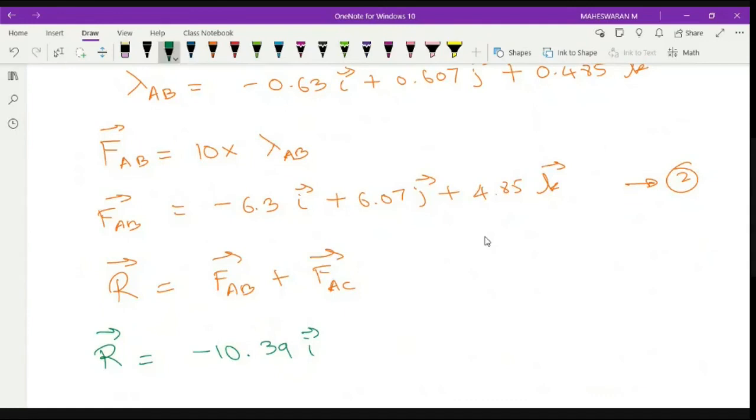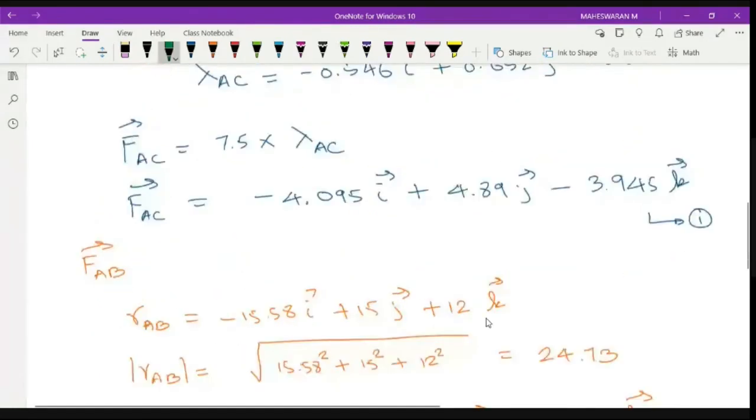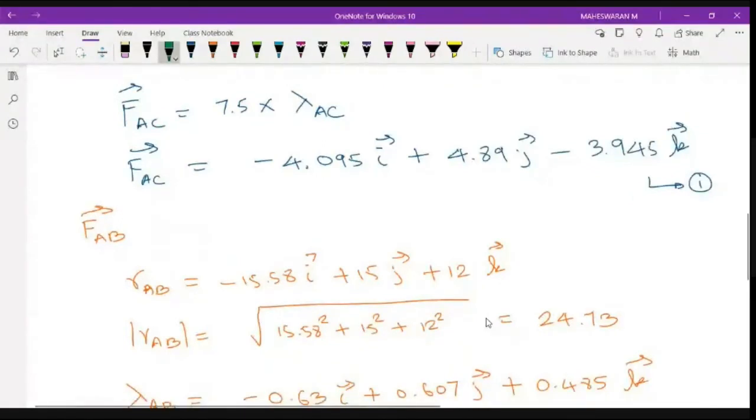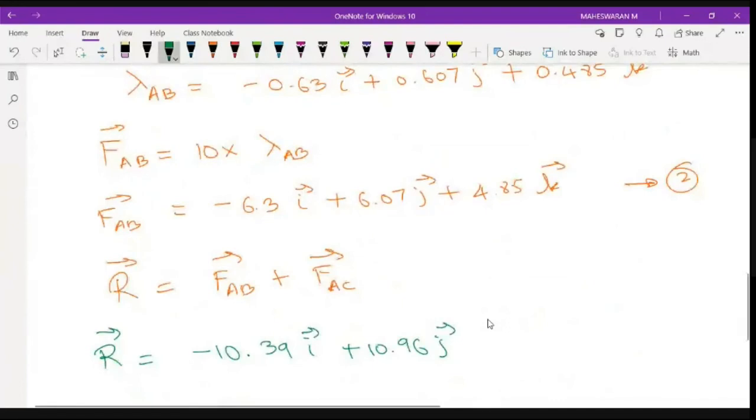Right? So add this 4.89 plus 6.07. You are getting 10.96 J vector. Right? And K vectors. So minus 3.45 plus 4.85. Right? You are getting plus 0.905 K vector. This is my resultant.